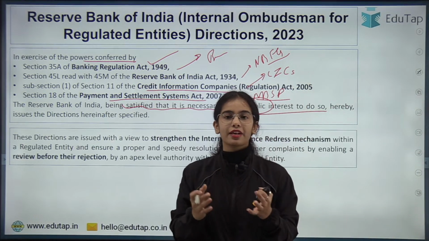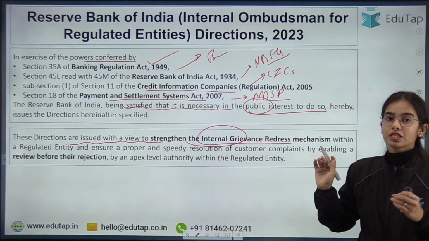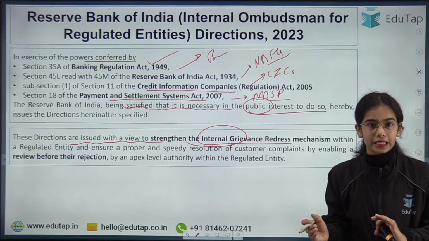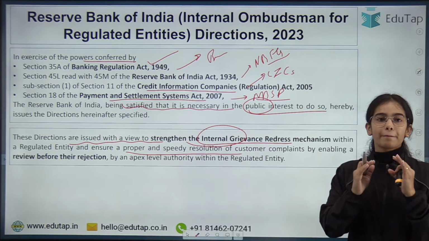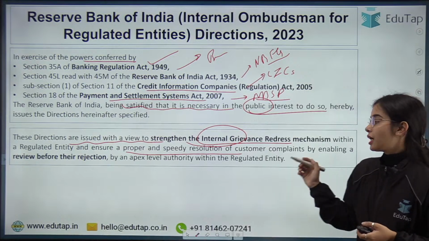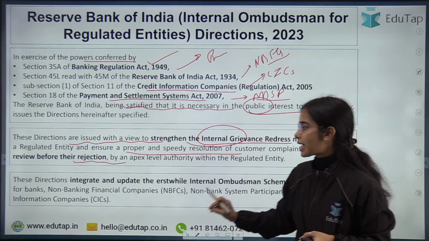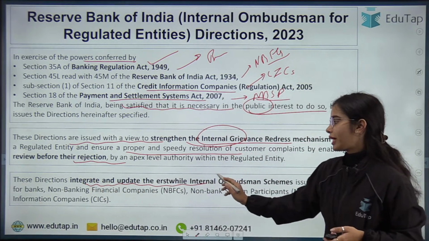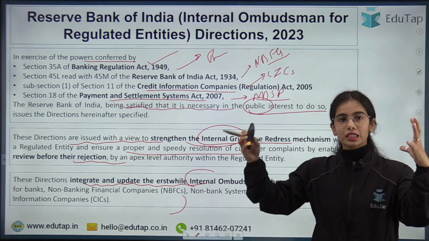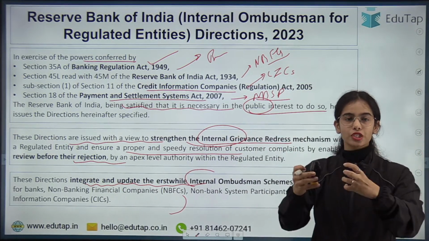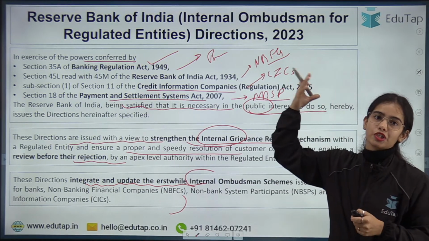So what are the directions that we are going to discuss? These directions are issued with a view to strengthen the internal grievance redressal mechanism within the regulated entities and ensure proper and speedy resolution of customer complaints through the internal grievance mechanism, by reviewing the rejected complaints through the internal ombudsman. So these directions integrate and update the erstwhile different guidelines that were released for different entities, and the master direction has been released.